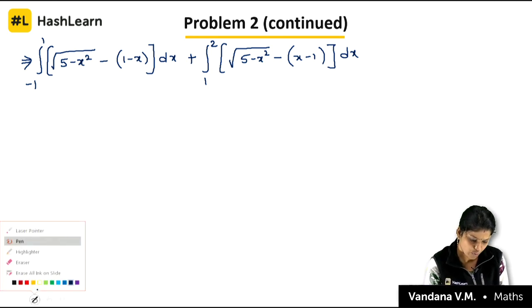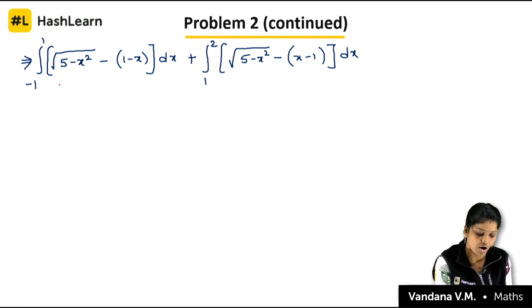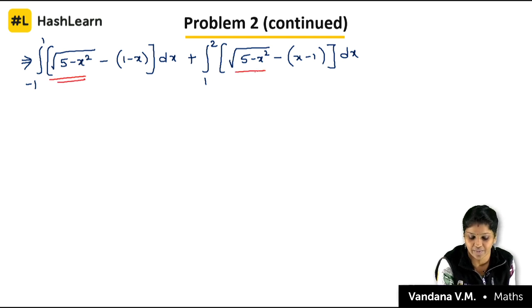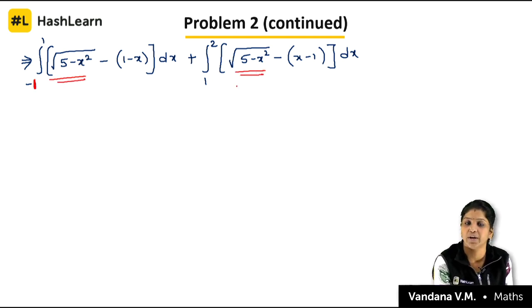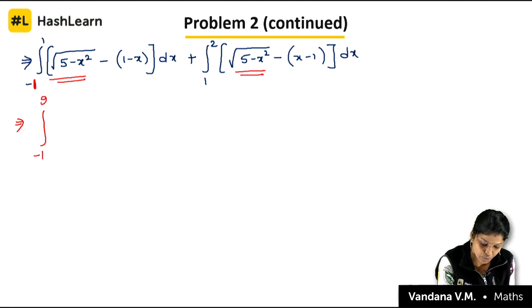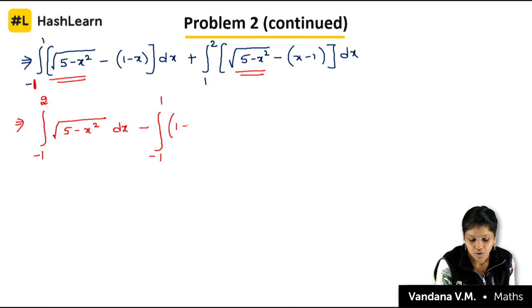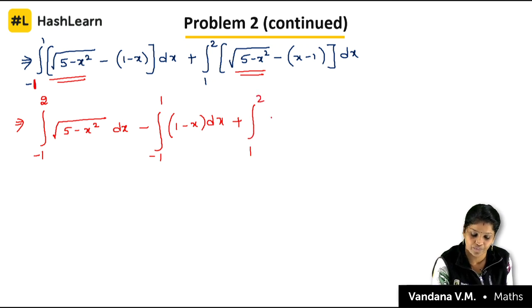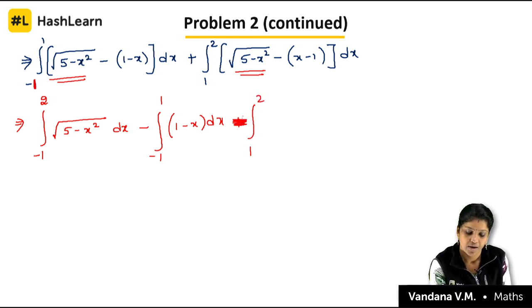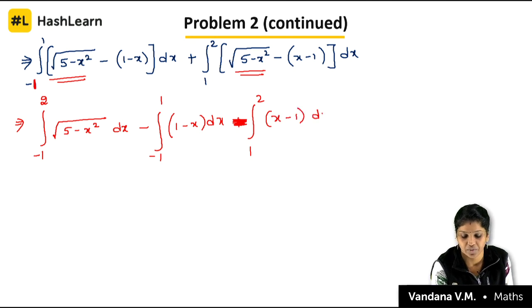Now, please observe children, if you want you can do directly, or you can understand. See, 5 minus x square, 5 minus x square. From where to where am I going to integrate? From minus 1 to 2. So, unnecessarily writing 2 times, I can make it as minus 1 to 2 root of 5 minus x square into dx. This is separately, I cannot do anything. Integral minus 1 to 1, 1 minus x into dx. Here it is integral 1 to 2, not plus children, it is minus. Minus x minus 1 into dx.